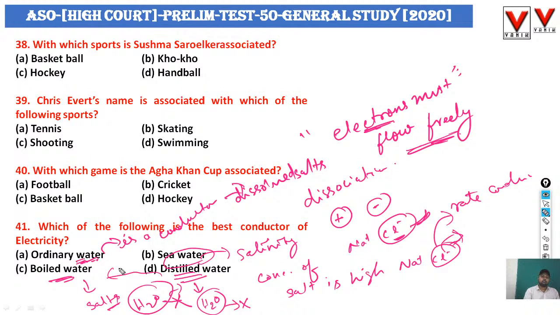So the only possible options that we have are option A and B, ordinary water and seawater. Since the salinity of seawater is too high, the free ions available for the conduction of electricity are quite high. So the answer to this question will be option B. Hope it is clear to you all. Moving on to the next question.